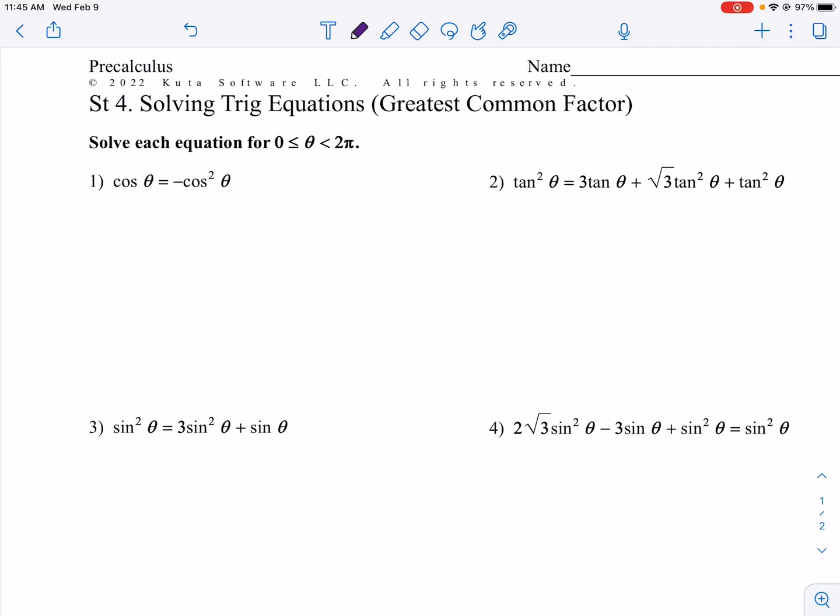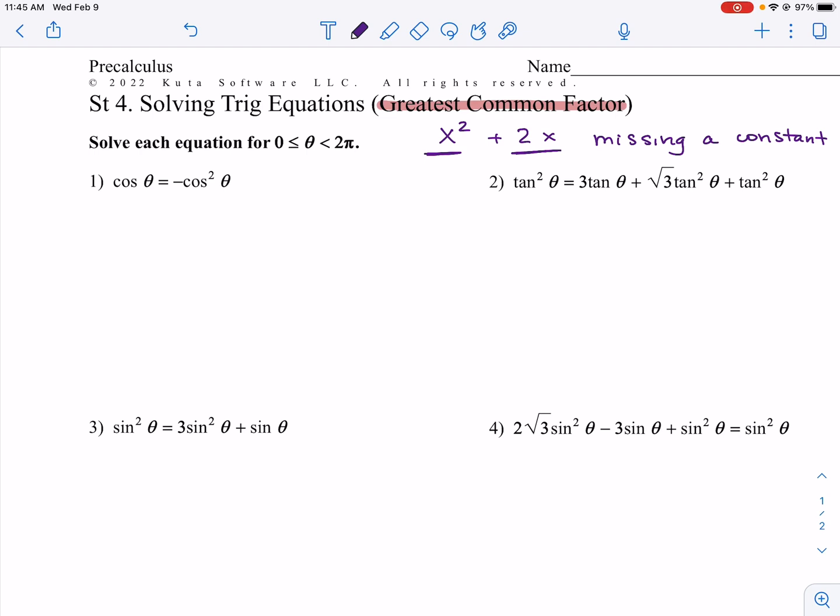The concept of this video is on solving trig equations, but with a greatest common factor. One thing you should be considering here is that when you have a greatest common factor as your method, you're going to have a quadratic term, like an x squared, and then a linear term, like a 2x. A quadratic term would be something with a square, a linear term would be something with an x, but you're missing a constant term. If you are missing a constant term, this is where you want to consider GCF.